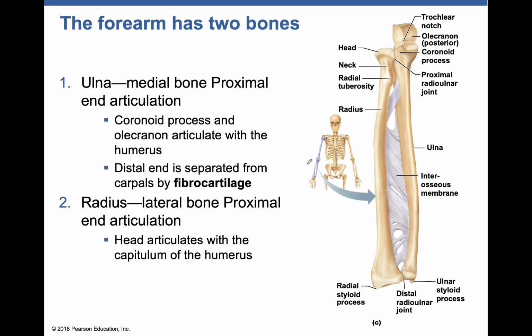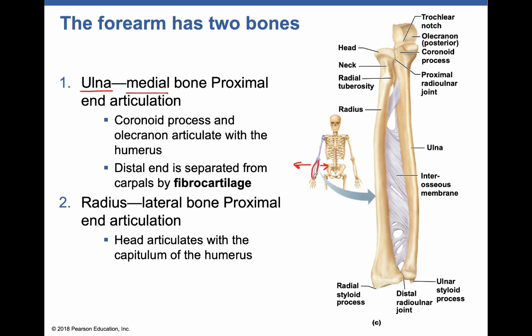Now moving down past the humerus, we have those two bones, the radius and ulna. Those make up the forearm. The ulna is more medial. So remember, proper anatomical positioning is a person standing face forward, palms facing towards you. Lateral is this way, medial is this way. So the more medial bone is going to be this one. That is your ulna.